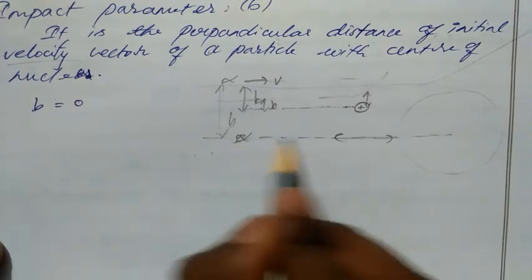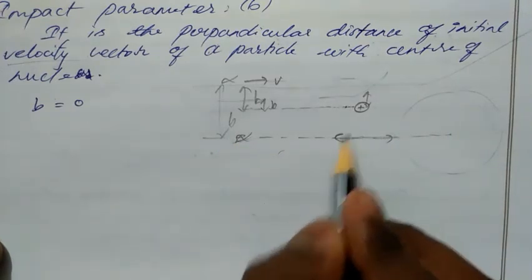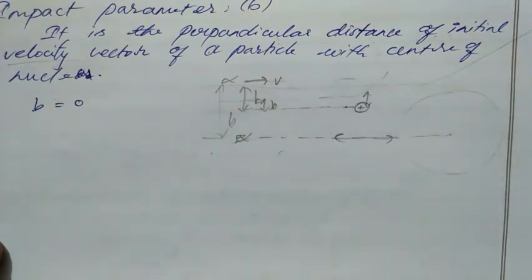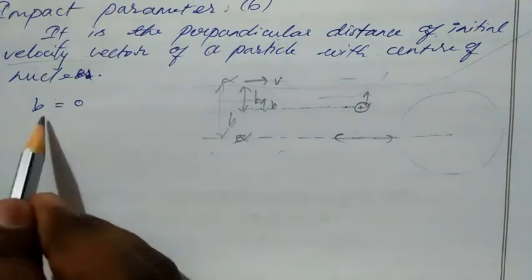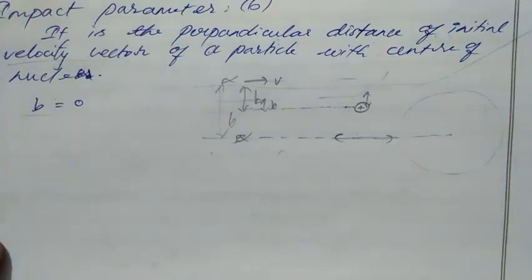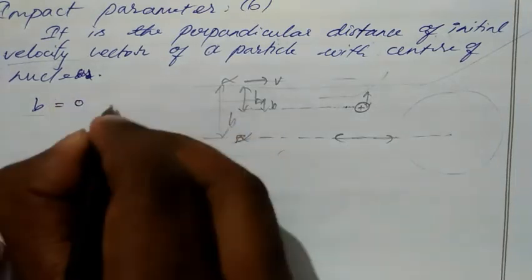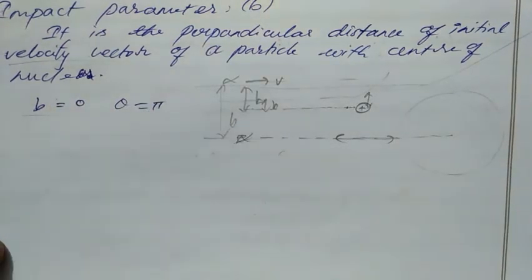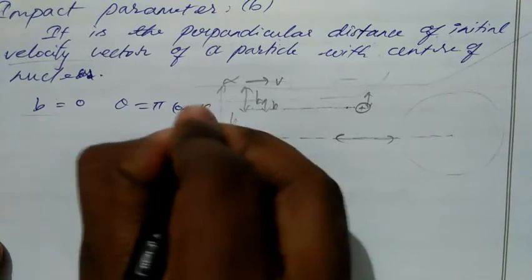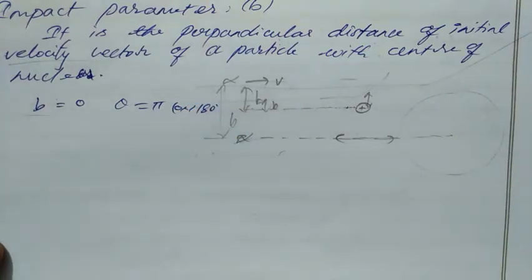The alpha particle also moves along the same line, so there is no perpendicular distance. There is no distance in the y-axis. Correct? So the perpendicular distance is 0, the impact parameter is 0. If the impact parameter is 0, then theta equals pi, which means 180 degrees. Exactly reflected back.